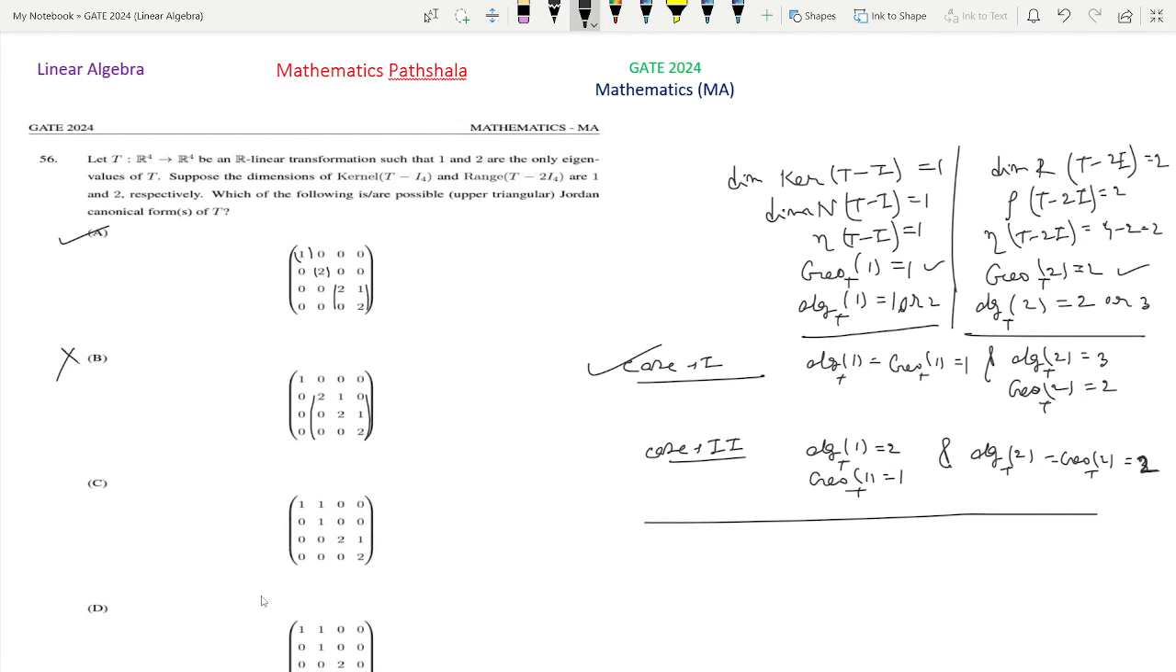Now look at option C. See here, also there is only one Jordan block corresponding to the eigenvalue 2. So this also cannot happen, because we must have 2 Jordan blocks corresponding to the eigenvalue 2, but in option C there is exactly one Jordan block corresponding to 2. So option C cannot happen.